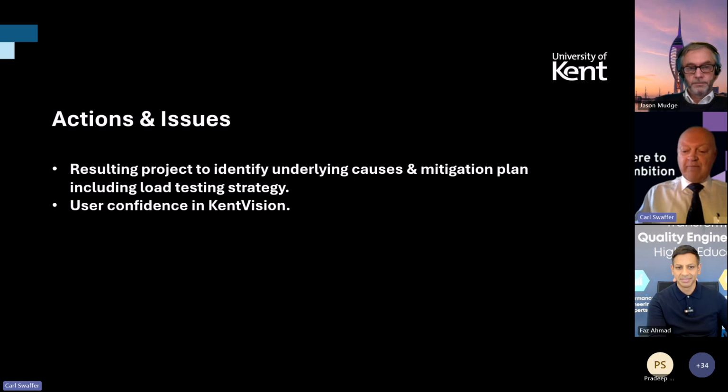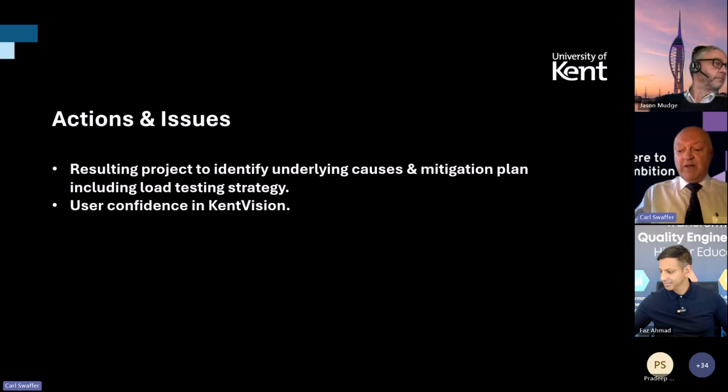User confidence in Kent Vision. By this point, the recent major incident had caused user confidence in Kent Vision to reach a new low point. So restoring this confidence was a key aim of the mitigation actions. The long-running and expensive project, along with much delayed business-critical functionality and intermittent poor performance, had already had the effect of causing a fair amount of user negativity towards Kent Vision, and this was the proverbial straw.